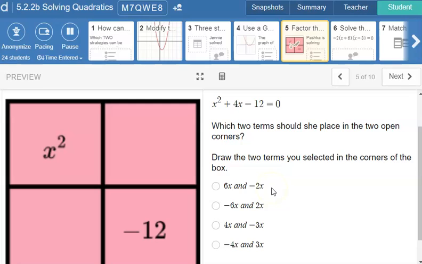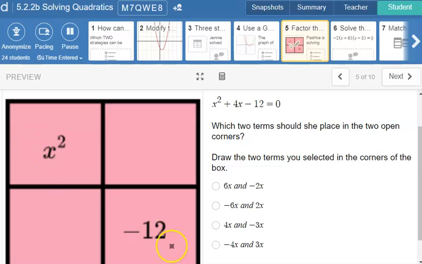All right, which term should you place in the open box? Well, actually, I kind of gave y'all this part out of order, which is why I'm going through this now. The lesson for today has this in it. So you'll notice the x squared is in this corner. So this goes here, and the -12 goes here. And what 2 terms should we place here?